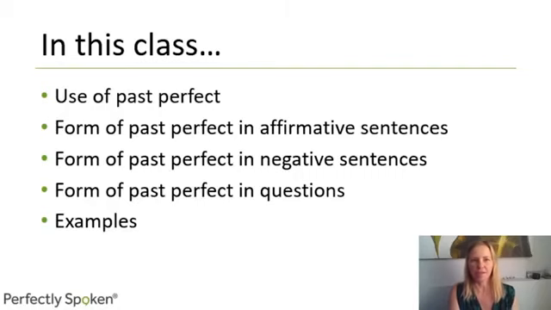Okay, so let's just have a quick look at what we did in today's class. It was a good class, and we looked at past perfect in affirmative sentences, negative sentences, and we looked at past perfect, its form and its use. So this is what we looked at, and this is the end of today's lesson.